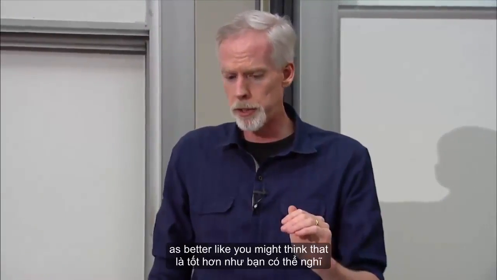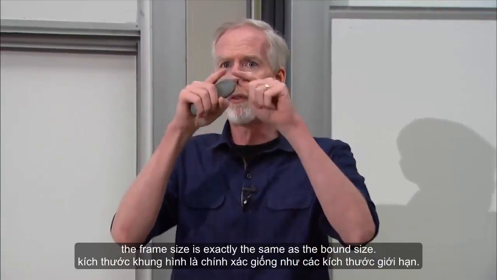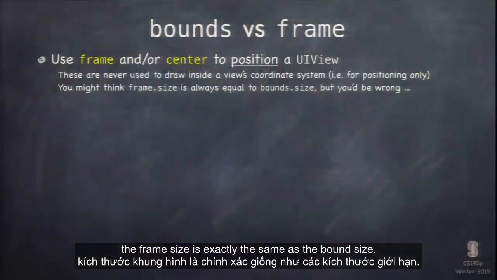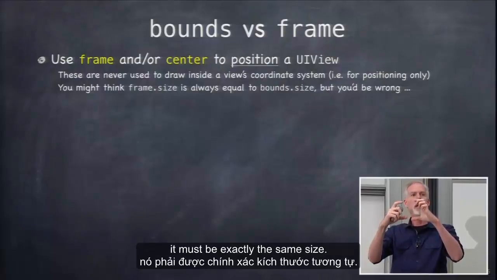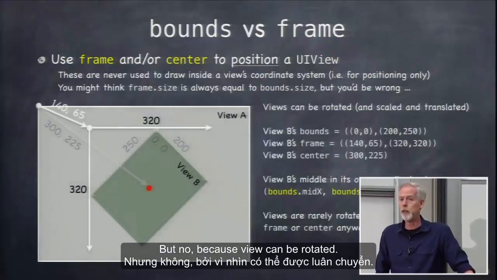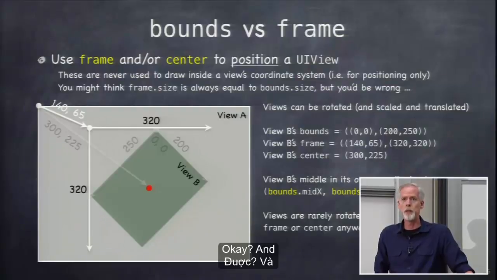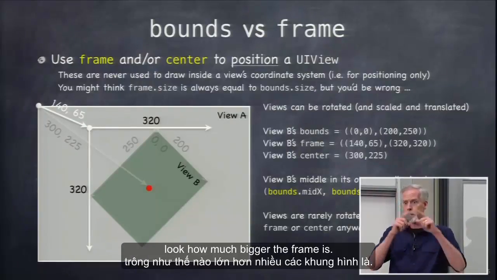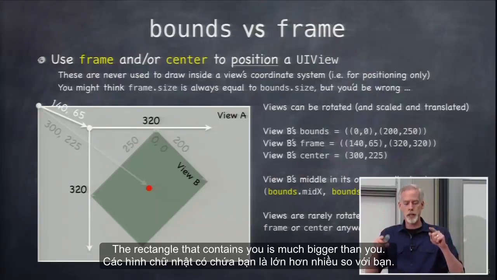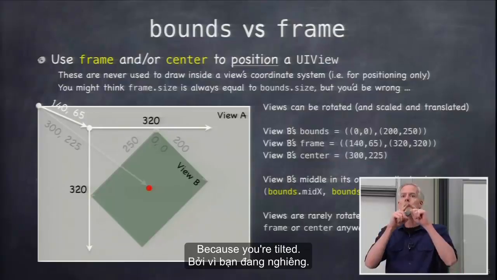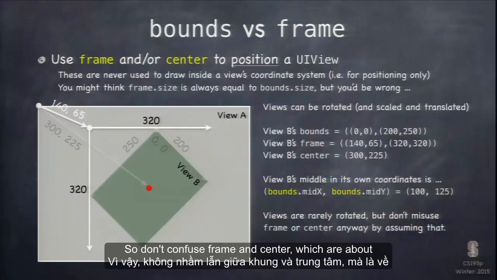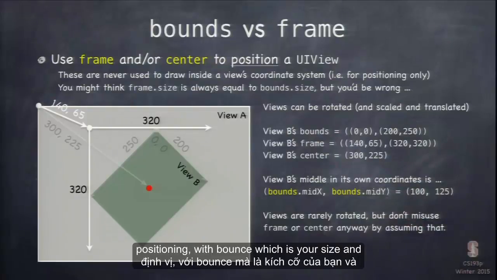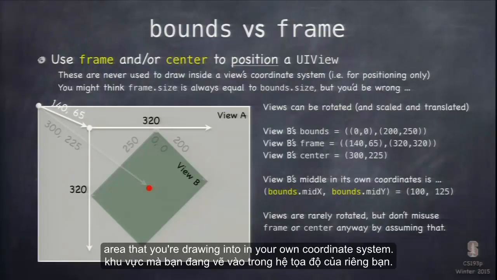To give you a picture of this, you might think that the frame size is exactly the same as the bounds size. If it's a rectangle that contains my rectangle, it must be exactly the same size. But no, because views can be rotated. And if you rotate your view like this green view, look how much bigger the frame is. The rectangle that contains you is much bigger than you because you're tilted. Make sense? So don't confuse frame and center, which are about positioning, with bounds, which is your size, the area that you're drawing into in your own coordinate system.